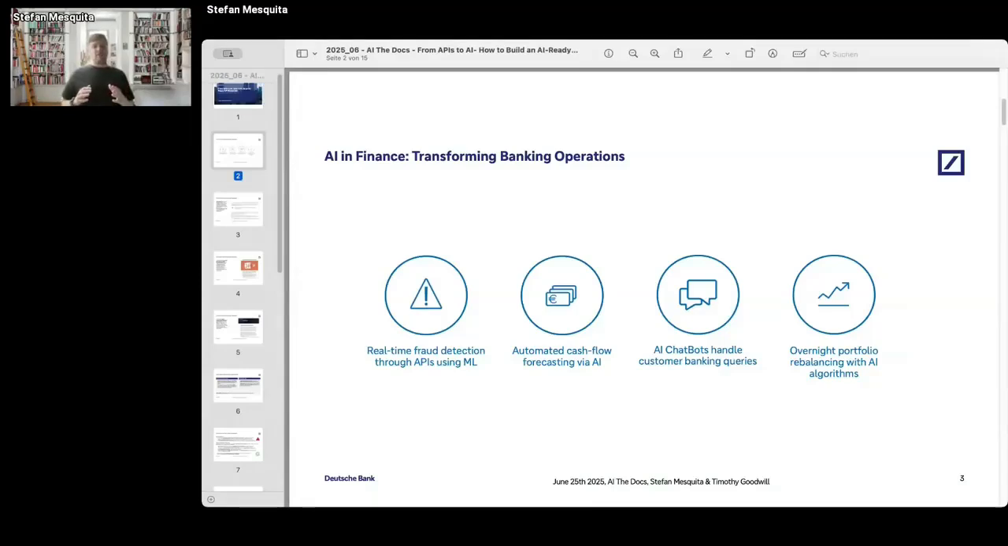To start off, let's go through some scenarios, some use cases, of how AI is currently being used in finance. And these are general examples. It's not how Deutsche Bank is using this necessarily. The first I'd like to walk you through is real-time fraud detection.